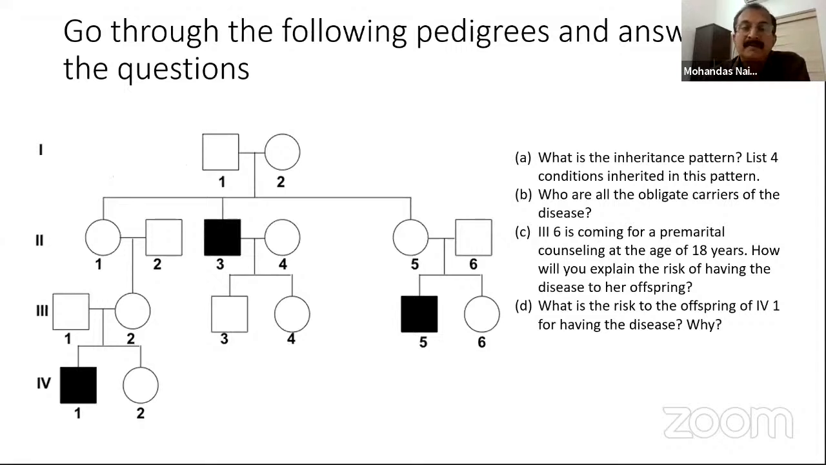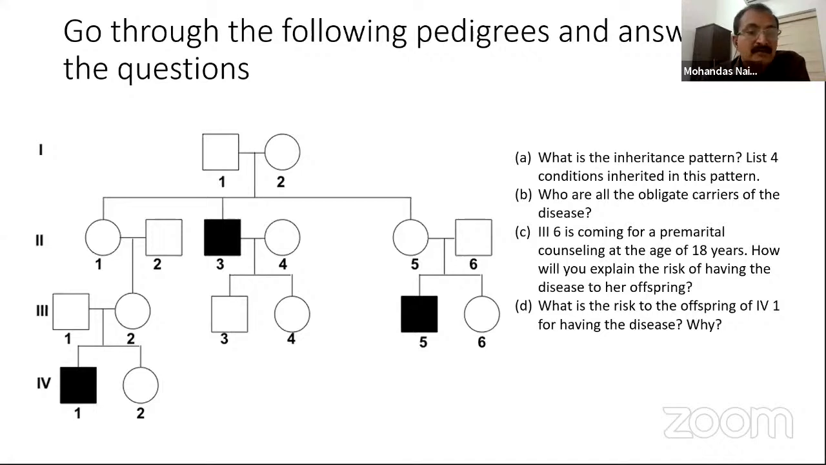So you can go through this pedigree and try to answer the questions. What is the inheritance pattern? List 4 conditions inherited in this pattern. Who are all the obligate carriers of the disease?